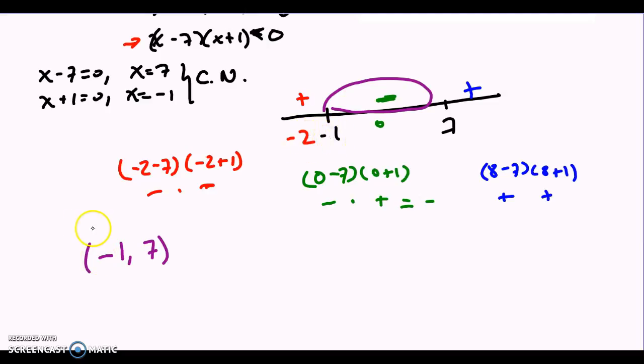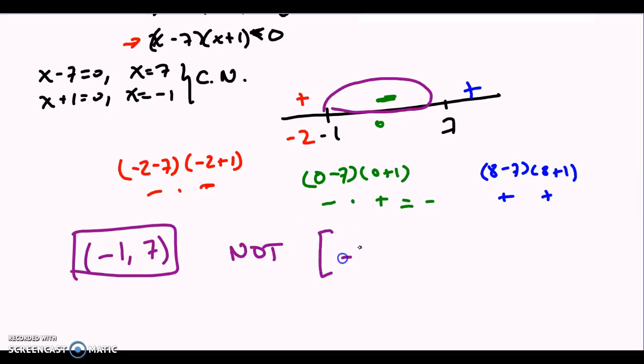I'm going to use open parentheses here and not brackets, because remember, if I plug in -1 into this equation, I will actually get a 0 out. So since I don't want a 0 out and I only want negative numbers, I just want in between -1 and 7, not this.